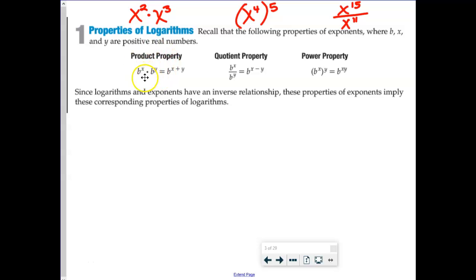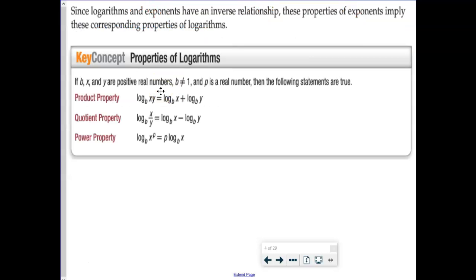So when you have an exponent problem where you're trying to multiply the bases together, the way you do that is you add the exponents together. Similarly, with quotient property, you subtracted the exponents, and then with power property, you multiply them together. So that's great, but those are exponent properties. How do those translate over to logarithm properties? Well, they do. They directly translate over to logarithm properties.